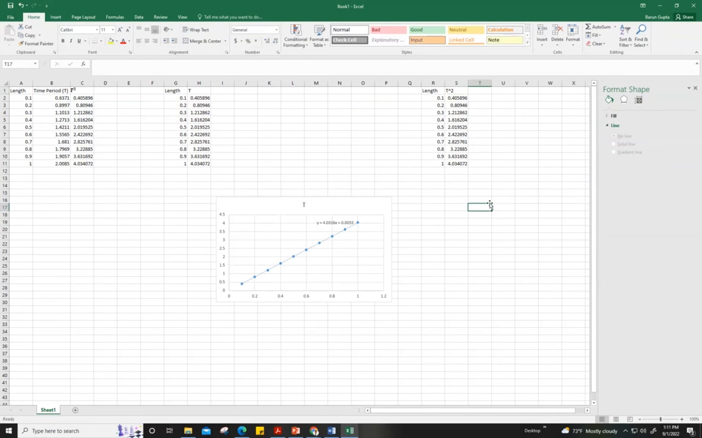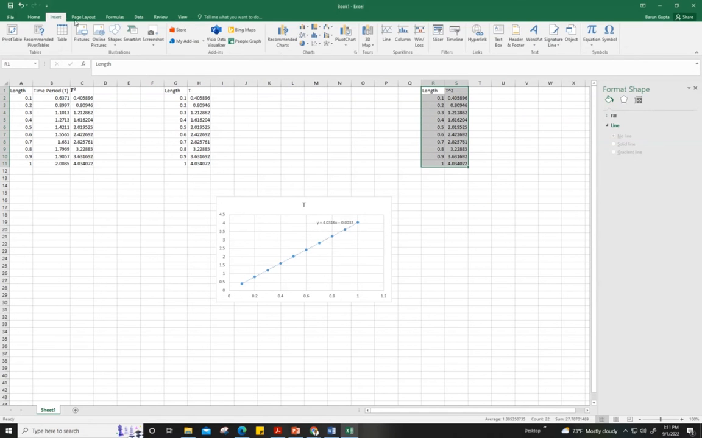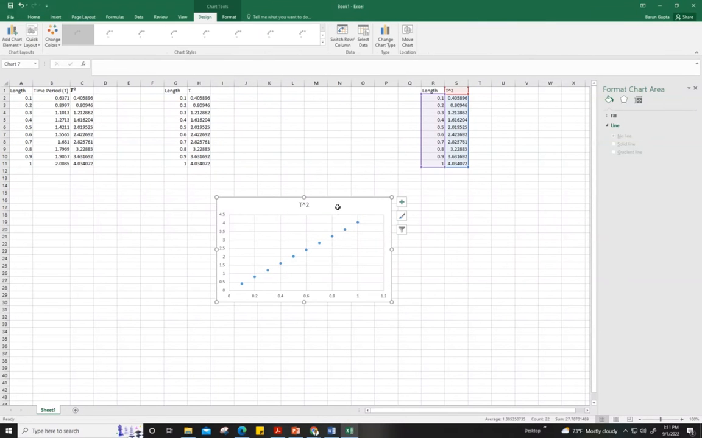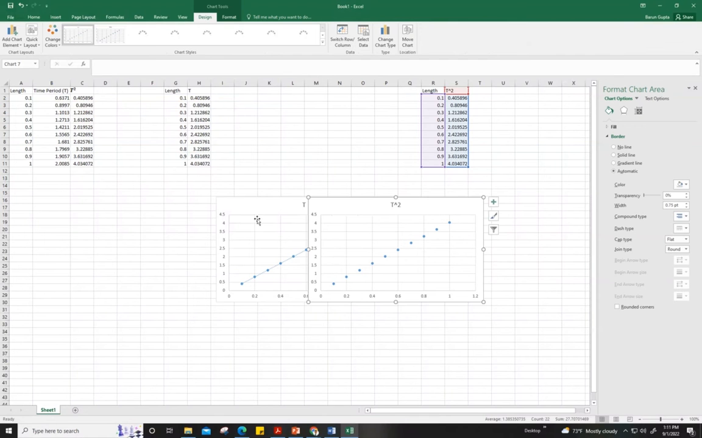All right, we have to plot a graph. So select these two columns, go to insert, and go to the scatter diagram. And now this is my plot here. Okay, I'm going to delete this one, the first one.